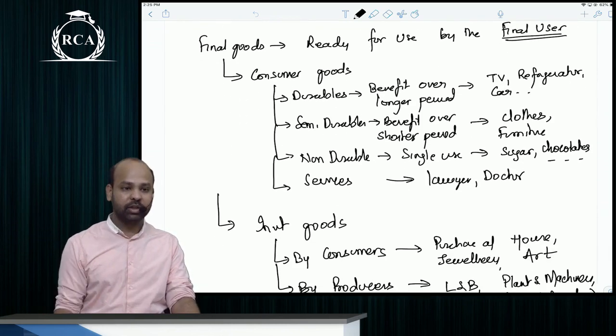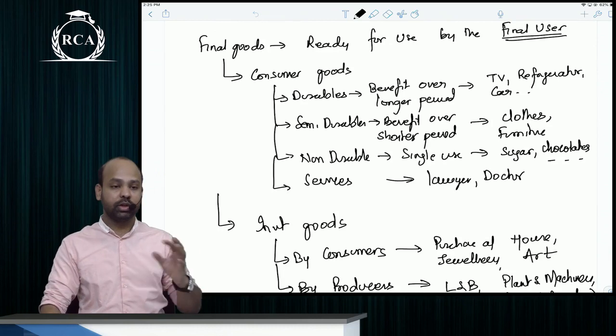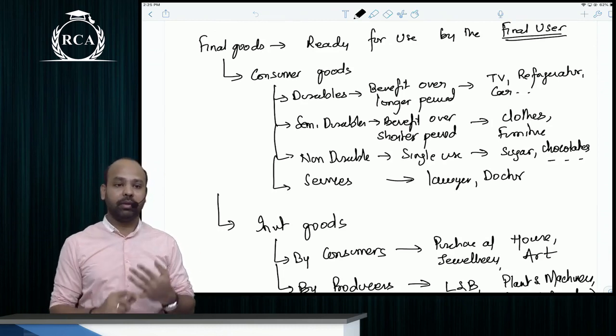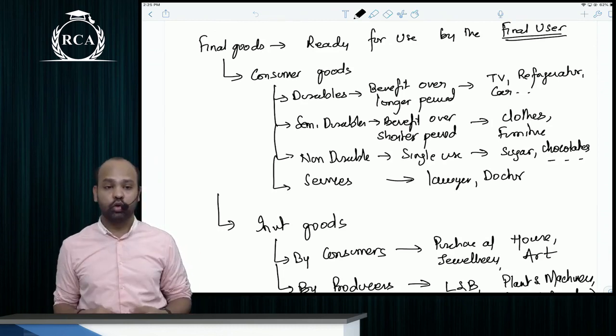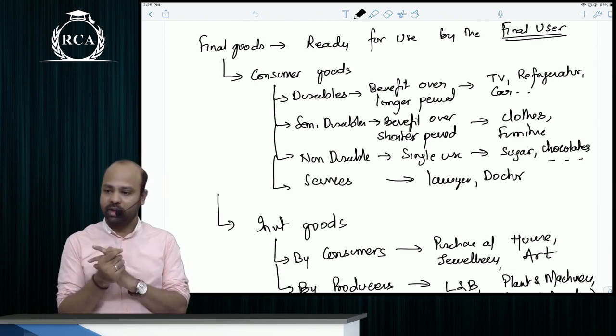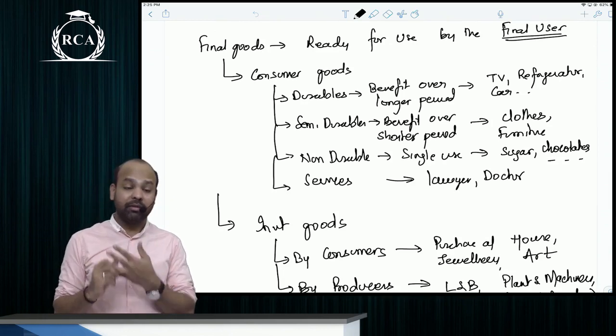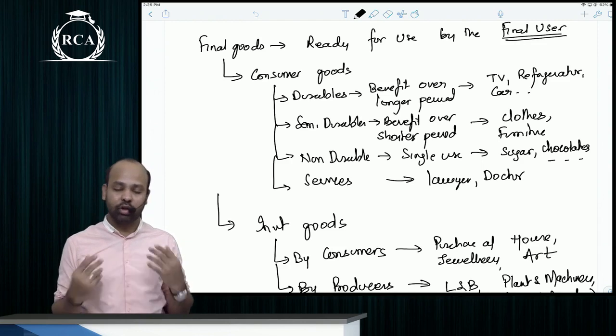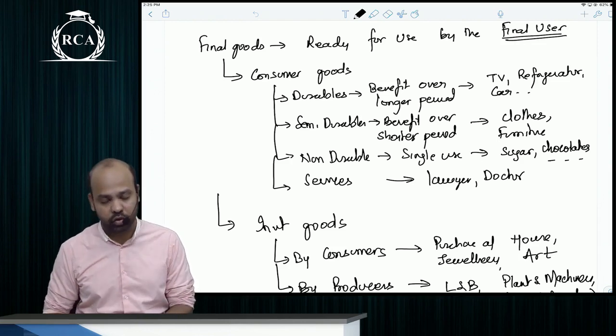Give a lot of examples of which one comes where. Consumer goods can be a fridge, furniture that you're buying, clothes, food that you're buying, beverages that you're purchasing, anything. All of these are consumer goods.